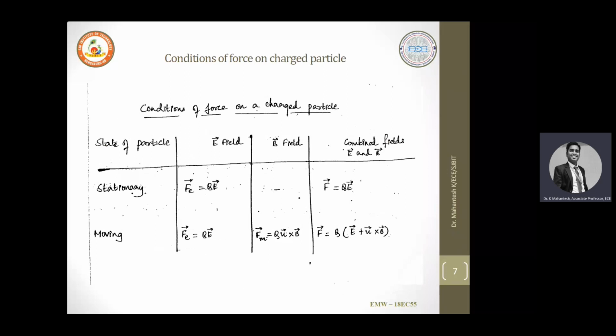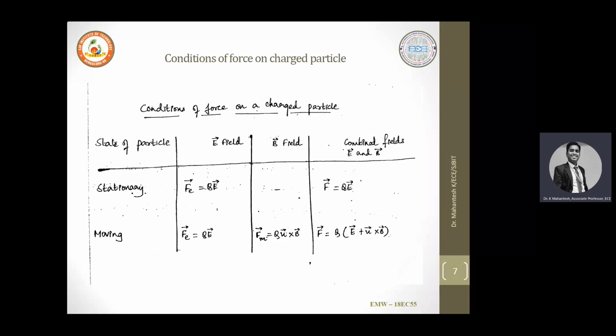So, tabulating the previous conditions of forces on a charged particle, you could see the state of the particle. When the particle is stationary, the electric force is F equals QE. If you're trying to move a charged particle in an electric field, the force happens to be F equals QE, and there is no magnetic force in the stationary state of the particle. Therefore, the total force is equal to QE when combined with both the magnetic field and electric field.